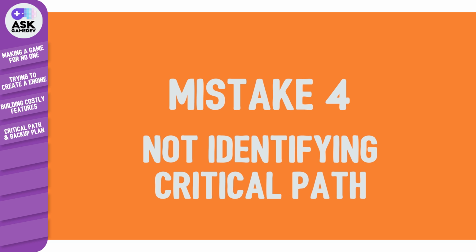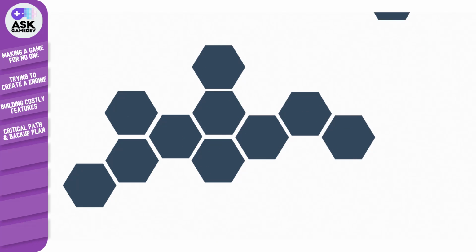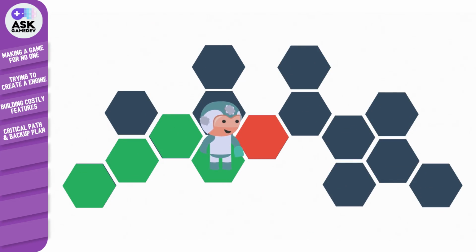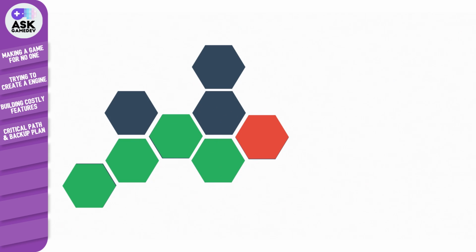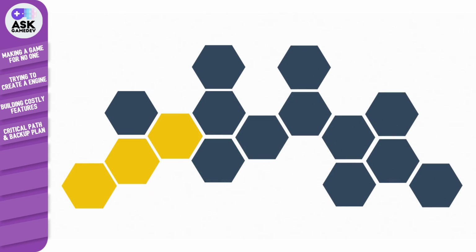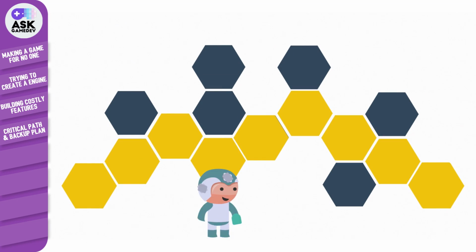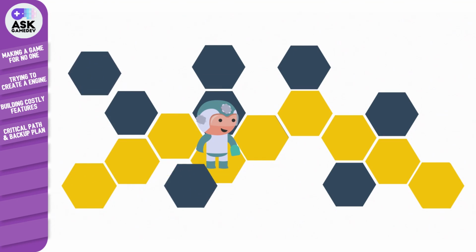Mistake number 4, not identifying critical path and having a backup plan. This one is a two-parter. First, let's talk about critical path. Critical path is the sequence of events that, if any are delayed, will delay the entire project. It's important to identify critical path at the very start of your project. Once you have that identified, it's time to mitigate any risks that you foresee.